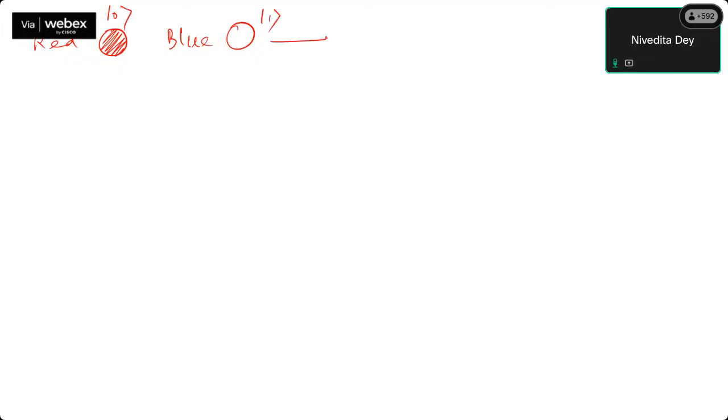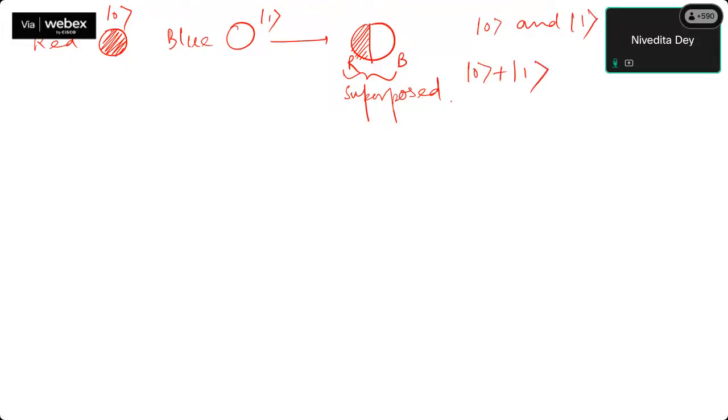But say the ball is spinning. So one position can be there where you can see this kind of an observation where one part is red, another part is blue. So this is the superposed state. We were talking about 0 and 1. They are pure states, they're quantum states but pure states. But whenever we are talking about 0 plus 1, then that is a superposed state.